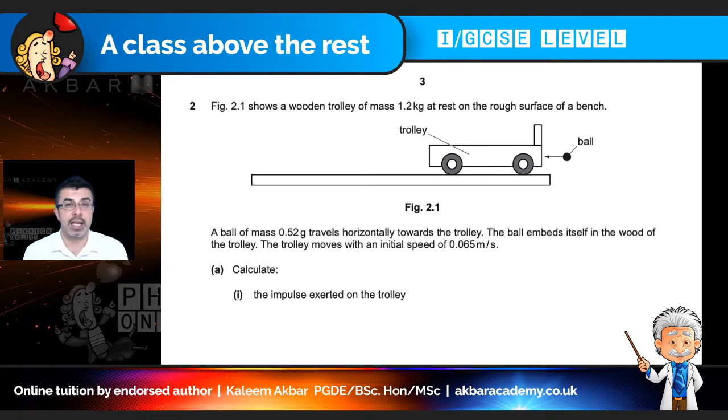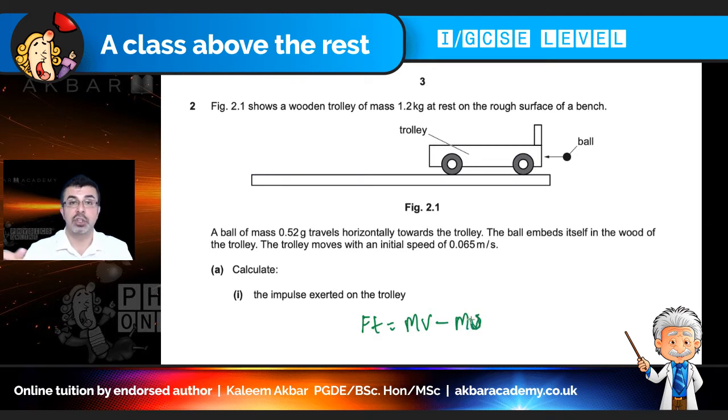See what's happening here is when the ball hits the trolley, it embeds itself within the trolley. So the total mass now gets slightly bigger. The mass of the ball is very small, but it is now part of the trolley. However, the first question is specifically asking about the impulse exerted on the trolley, and the formula for impulse is Ft equals mv minus mu.